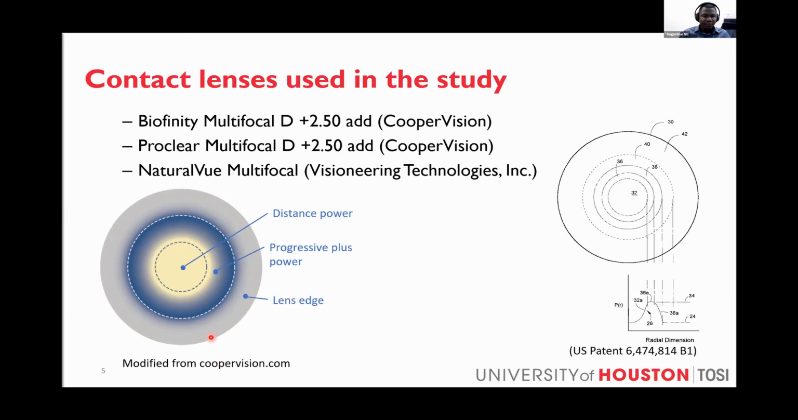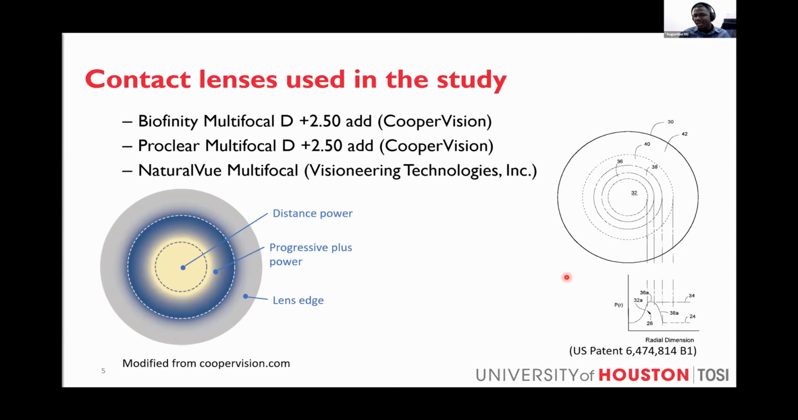Here we have the reported power profile of both the Biofinity and the Proclear multifocal contact lenses. Here in the center of the lens, you have the distance portion so that the subject is able to see clearly. But as you go out into the periphery, there's a gradual increase in plus power to the edge of the contact lens. And here, this is an image from a patent application by Visioneering Technologies.